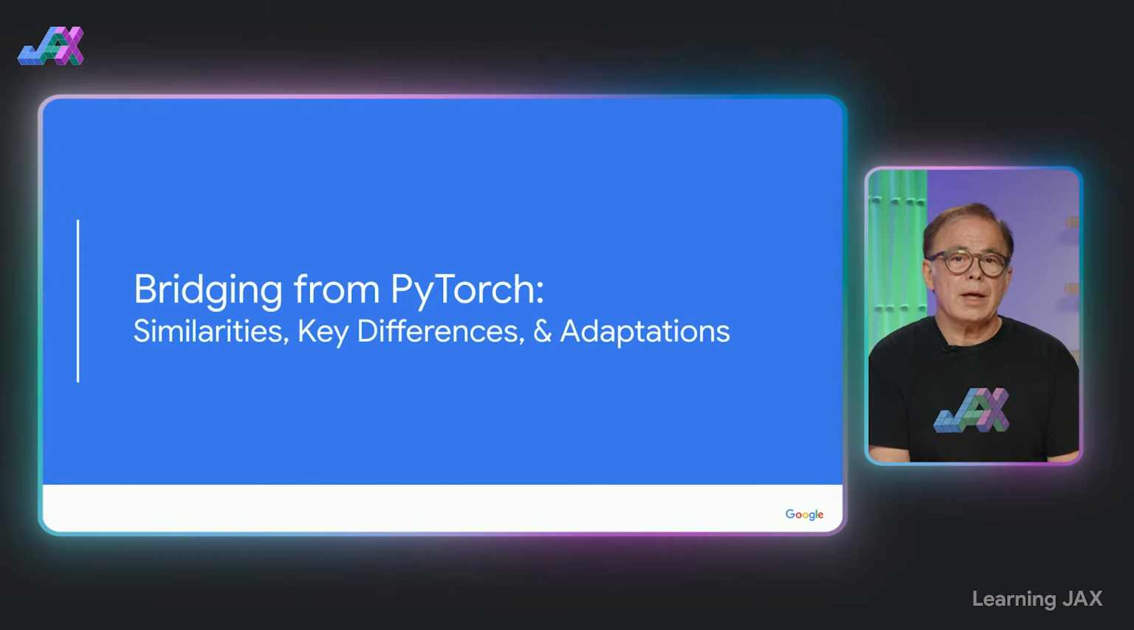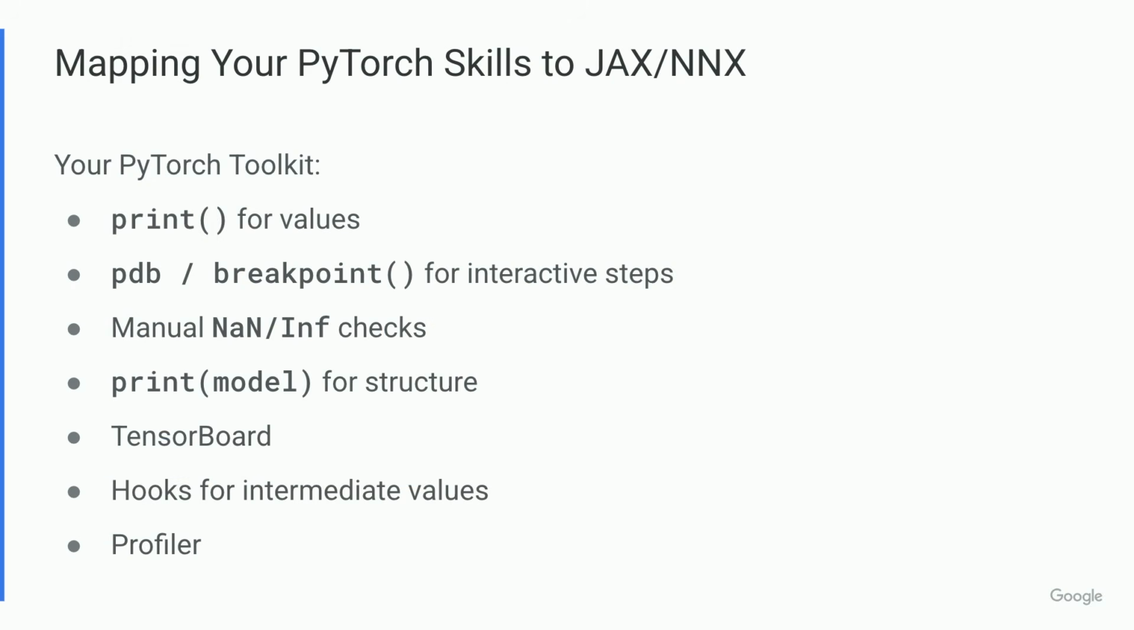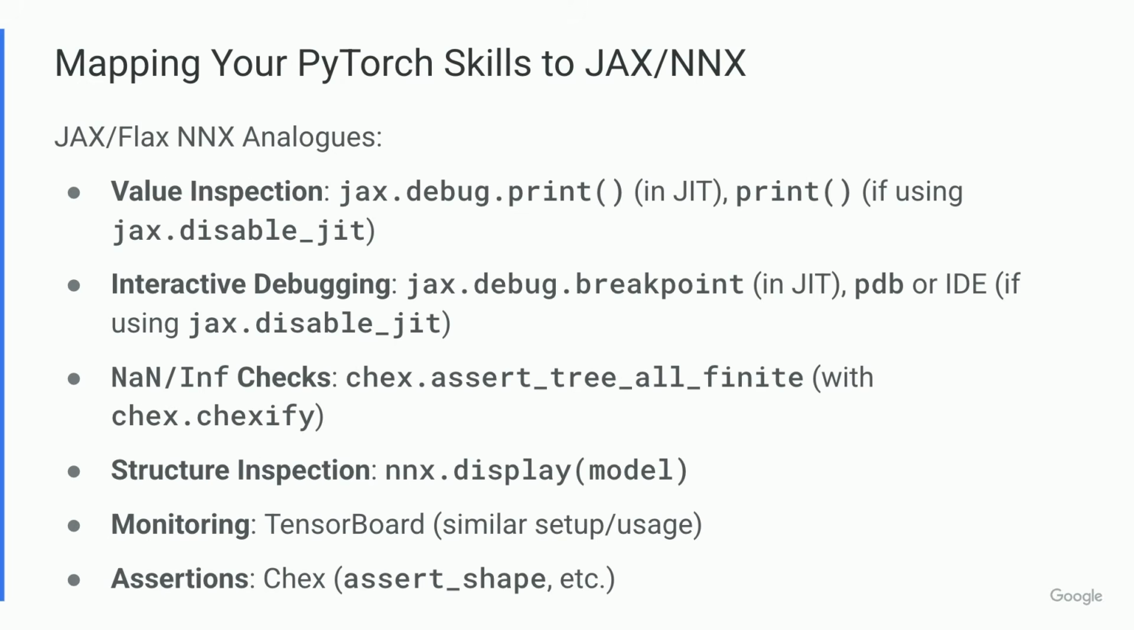Let's review and highlight the similarities and key differences and ways to adapt your PyTorch experience to JAX debugging. Let's quickly map the concepts. Your familiar PyTorch tools have direct or close counterparts in the JAX world. Standard print and pdb can be used if you disable JIT, or if you're running in functions that don't use JIT. Inside JIT, you use jax.debug.print and jax.debug.breakpoint. For checking NaNs, checks assertions are a robust option.